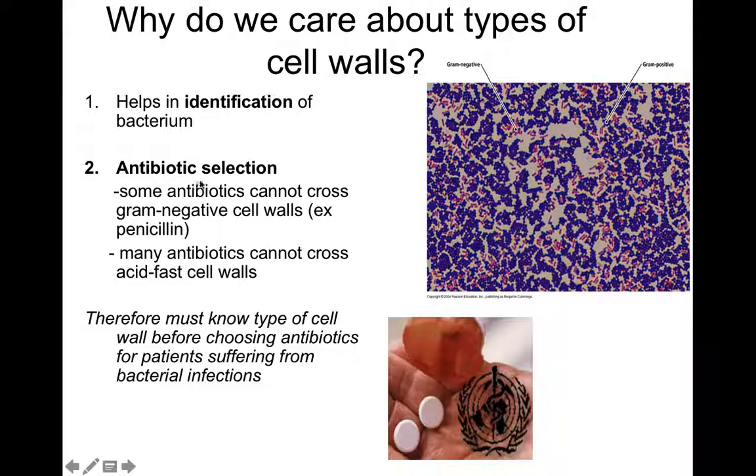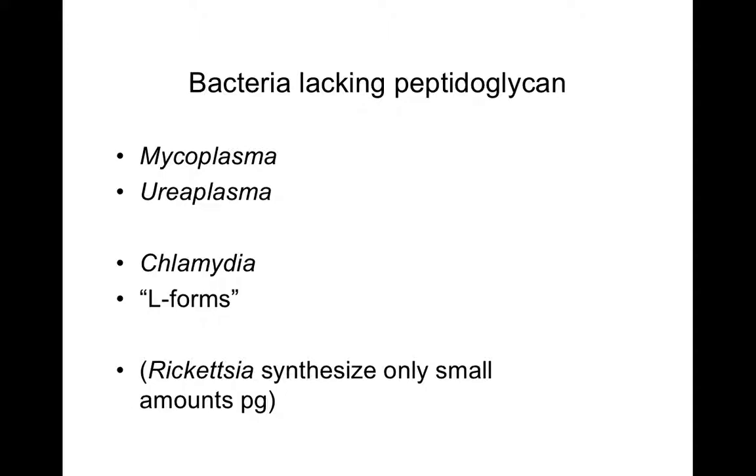And that's another reason we want to identify the type of cell wall, because remember, gram-negative bacterial cell walls usually won't let penicillin cross. So you don't want to use penicillin on gram-negative bacterial pathogens unless you identified them ahead of time. The acid-fast bacterial cell walls, many antibiotics cannot cross it. So again, knowing the type of cell wall is going to be a huge factor in choosing the correct antibiotics for your patient. And I think we're almost finished.